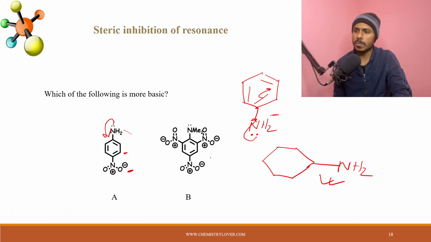But what about the basicity of this compound? We have three nitro groups. So whatever we know till now, we will say that this compound will be very less basic, because all these three nitro groups will drag electron from the amine, from the nitrogen lone pair. But in reality, this compound B is much more basic. Now, what is the reason?